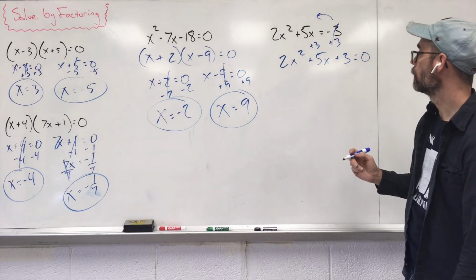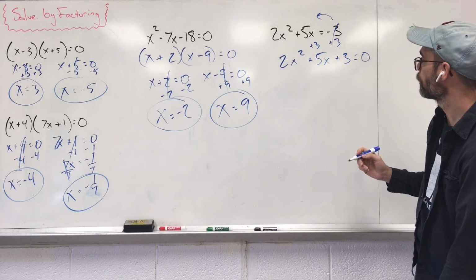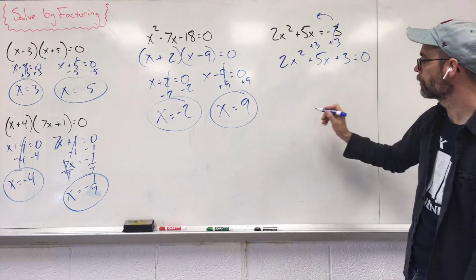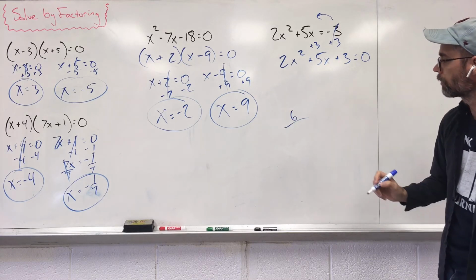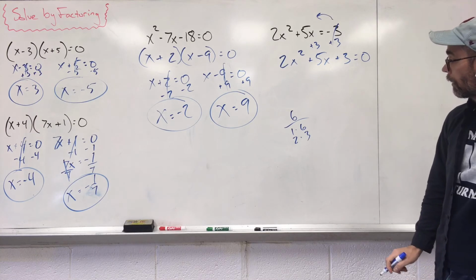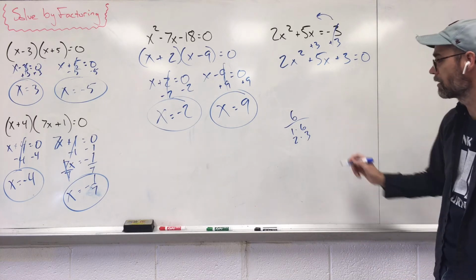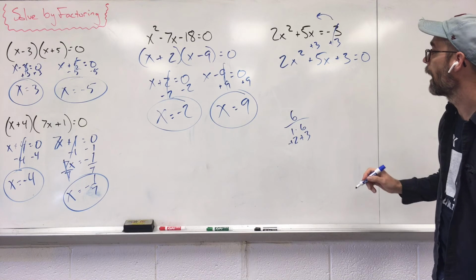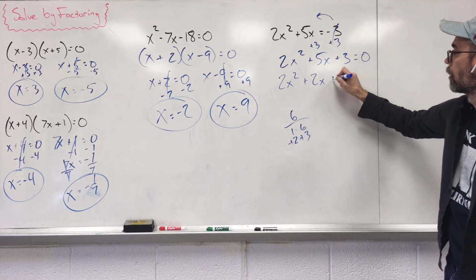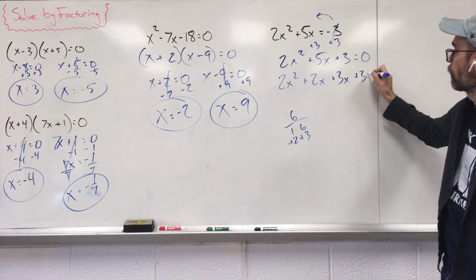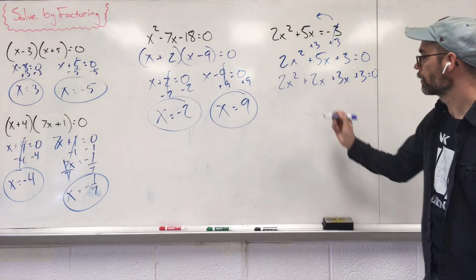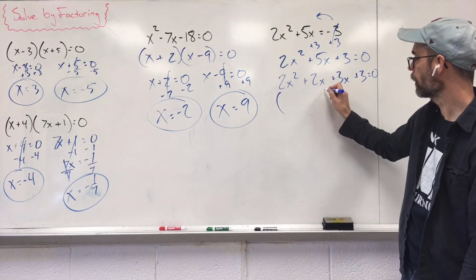Now we've got to do some work. We have to factor this. So let's factor by grouping. Let's split this up. We're going to multiply 2 and 3 together to give us a 6. Now we've got to come up with our factors of 6: 1 times 6, 2 times 3. Can I get a 5? I can get a 5 out of both of them, but I need positives. So 2x squared plus 2x plus 3x plus 3 equals 0. Let's factor by grouping.